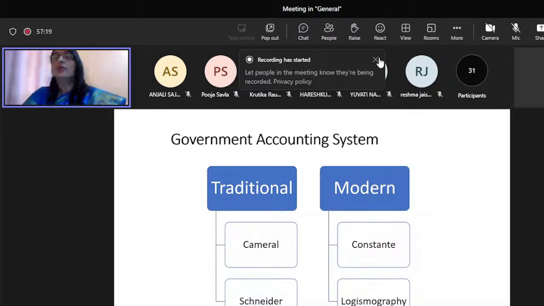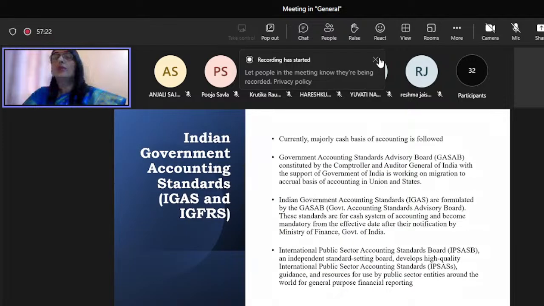These are the different government accounting systems evolved throughout the world, which of course we are also trying to follow. Now, the Indian government accounting system follows the UK government accounting standards. It majorly follows cash basis of accounting. There is a Government Accounting Standards Advisory Board, which is constituted by the CAG, Comptroller and Auditor General of India, and it is supported by the Government of India. Of course, the Indian government accounting standards are on the verge of migrating to accrual basis accounting.